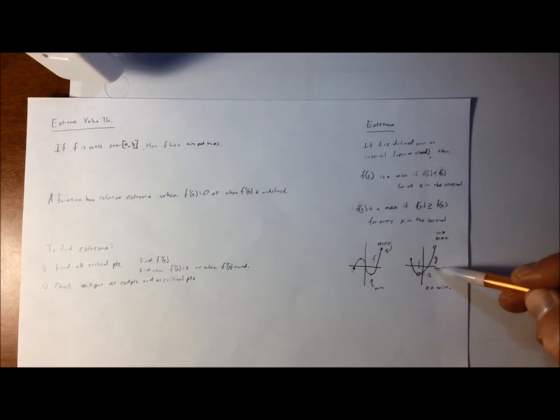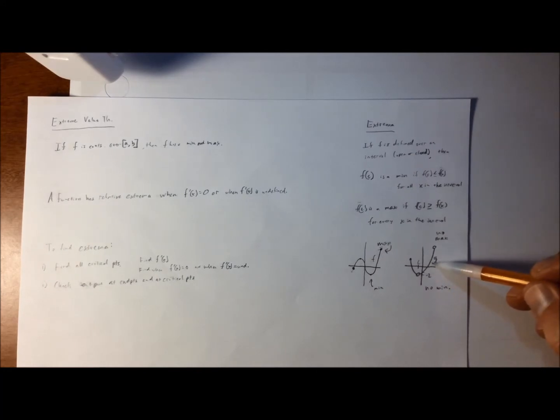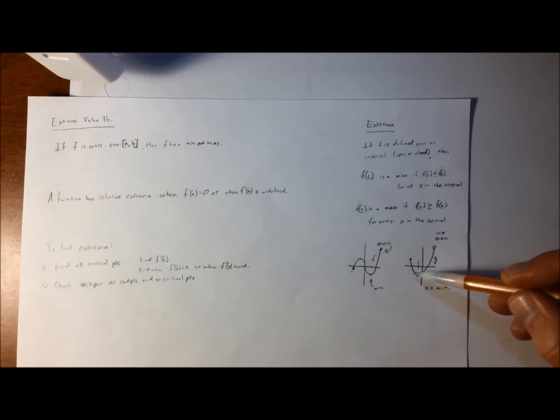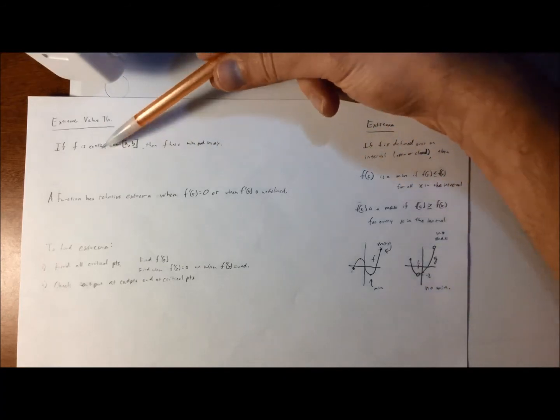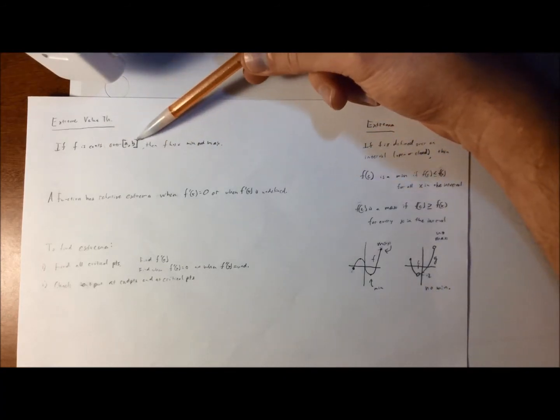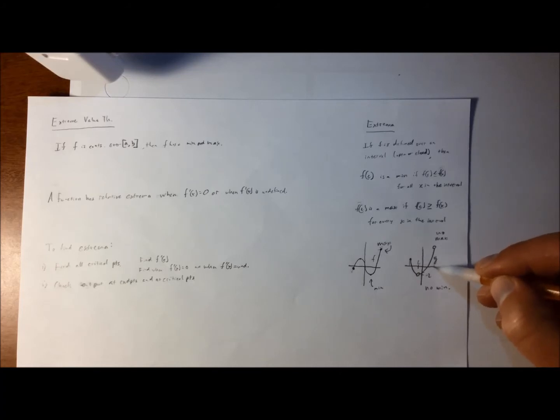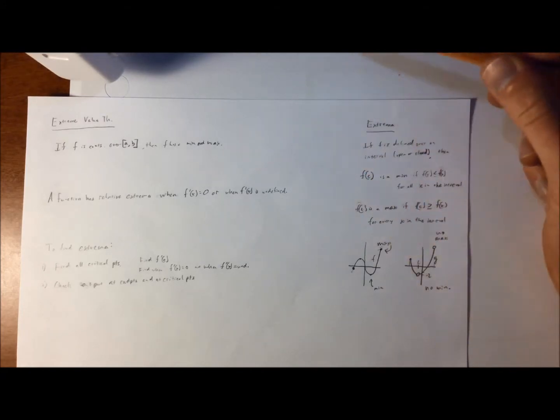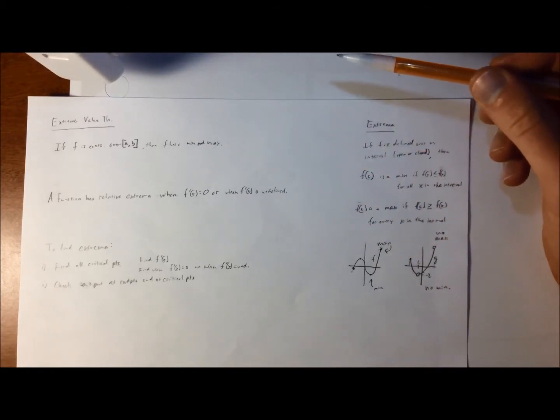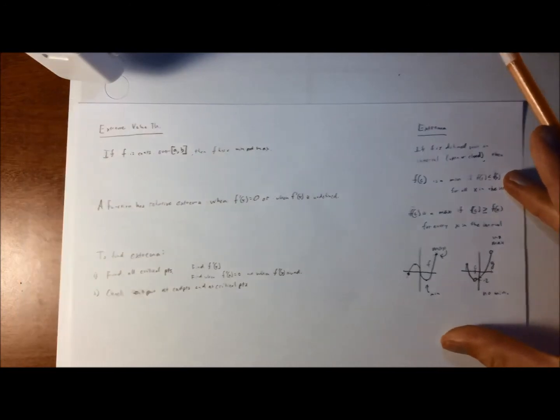You'll notice this one right here, though, failed on two accounts. First, it is not continuous, so it fails the first condition right there. And the second condition, being on a closed interval. Well, that's closed right there, but this endpoint right here is not closed. That's an open interval. So this one also fails the conditions for having a minimum and a maximum.